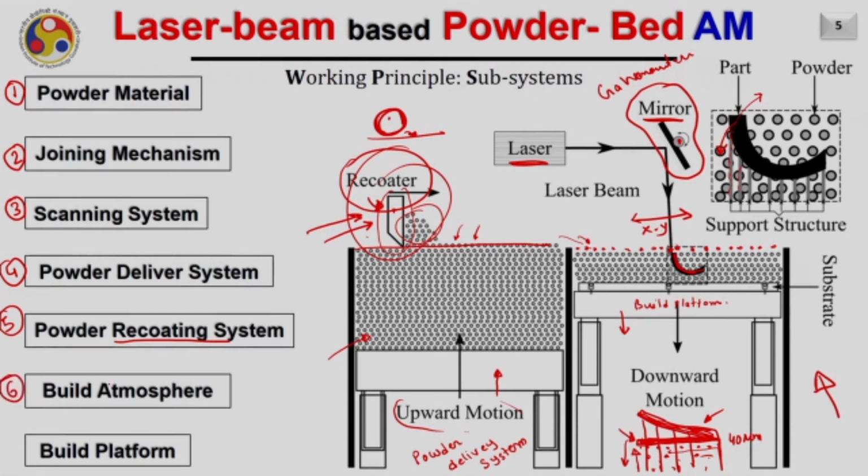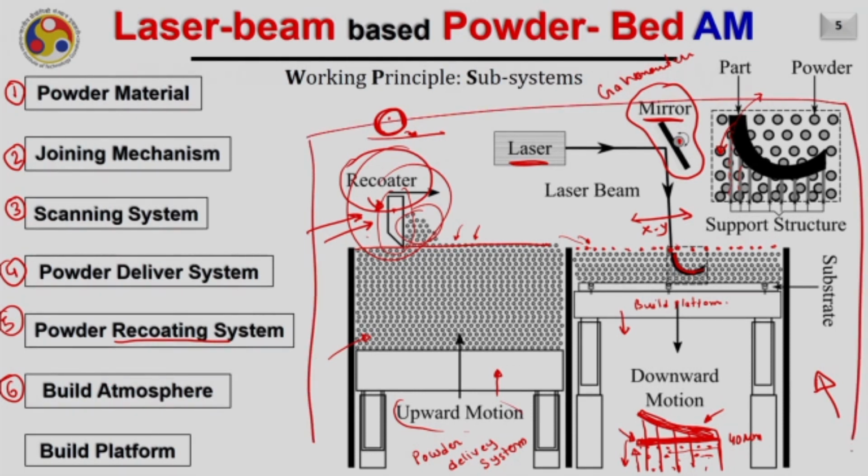The sixth subsystem is the build atmosphere, meaning the entire process is happening in an open environment, with no inert environment, or it is happening in an inert environment where the entire atmosphere has only one single type of gas like argon or nitrogen. Or it is possible nowadays that in some systems the entire system is kept under vacuum and there are no air molecules inside it. So, these are the possibilities for build atmosphere. And the seventh subsystem is of course the build platform on which you are building the part.